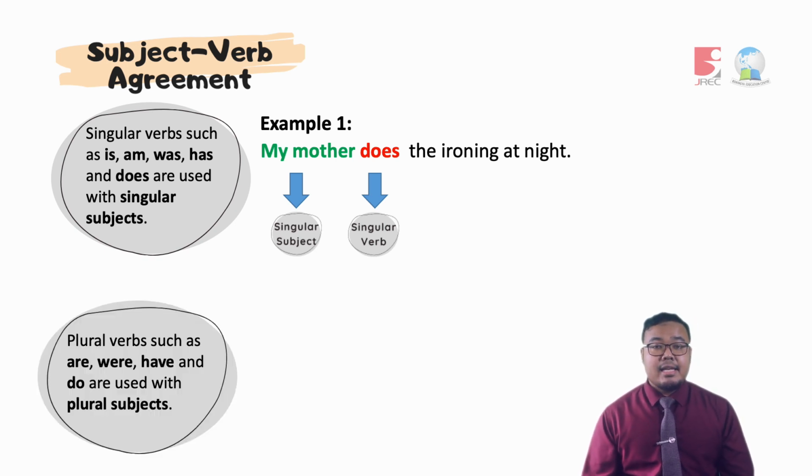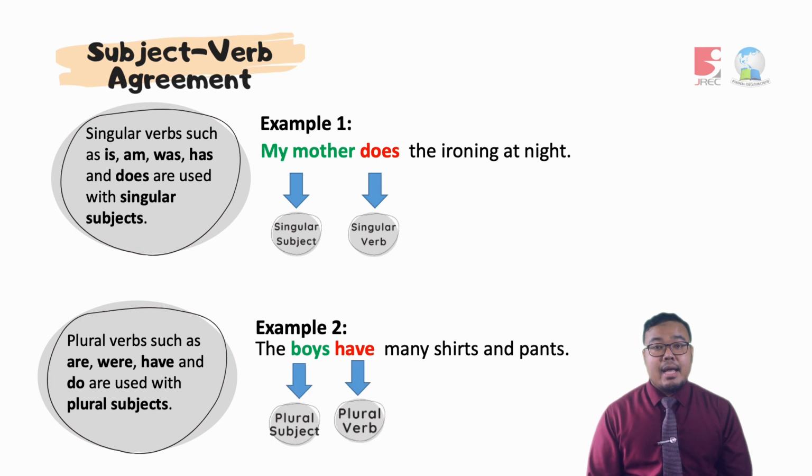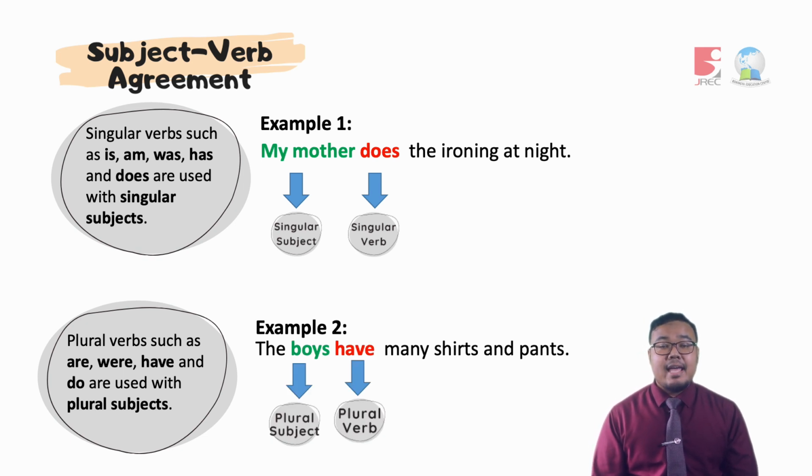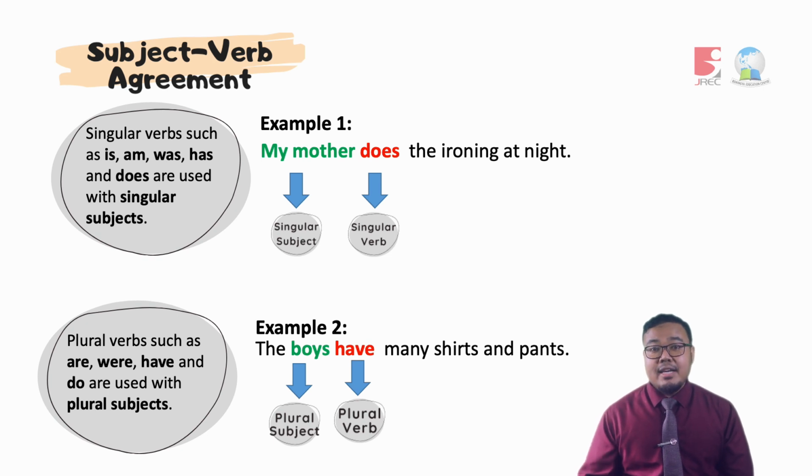And likewise, the plural verbs such as are, were, have and do are used with plural subjects. For example, the boys have many shirts and pants. The boys here is plural subject, so it must be followed by have, which is a plural verb. So we cannot write a sentence with the boys has, so it's wrong. So we have to follow subject-verb agreement. Now you understand, right? Okay.